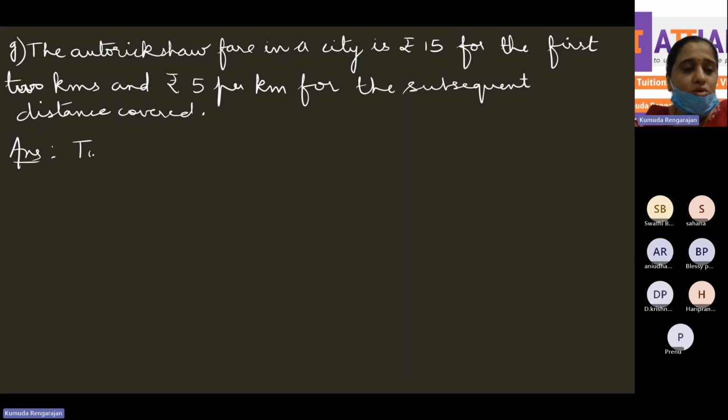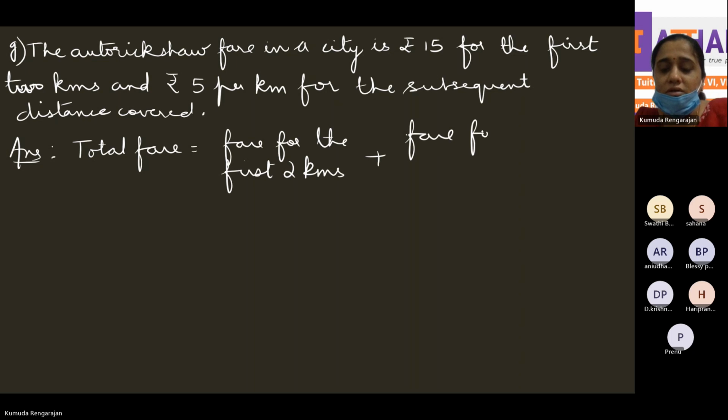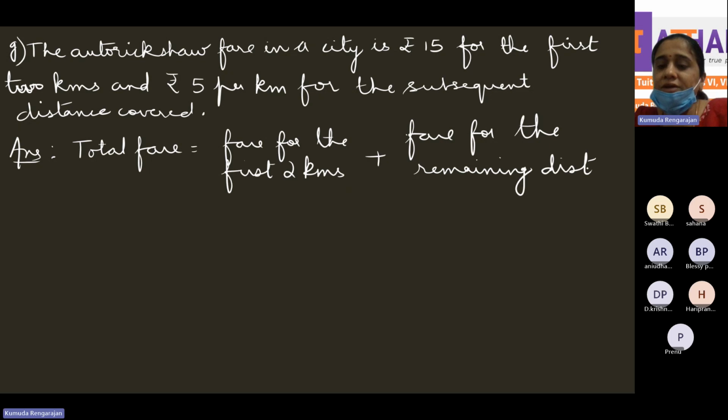So you can write like this, total fare. Total fare is equal to fare for the first 2 kilometers, plus fare for the subsequent distance, or the remaining distance. If you add the two fares, you will get the total fare. Fare for the first 2 kilometers, fare for the remaining distance. If you add both, you will get the total fare, how much you should pay the auto man.